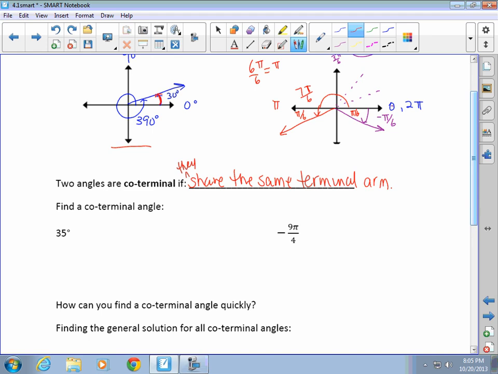So to find a coterminal angle to 35 degrees, if 35 degrees is about right there, then that means that went to here. The next one that would have the same coterminal arm means that I would have to start here and go all the way around. So what I've done is I've gone a full circle plus that 35 degrees. So I've gone 360 degrees, plus the 35 degrees. So that would be 395 degrees.